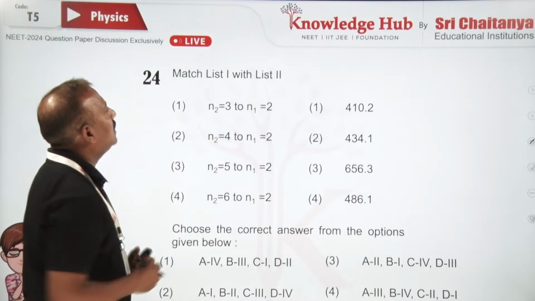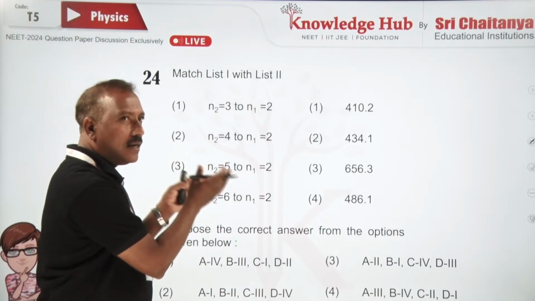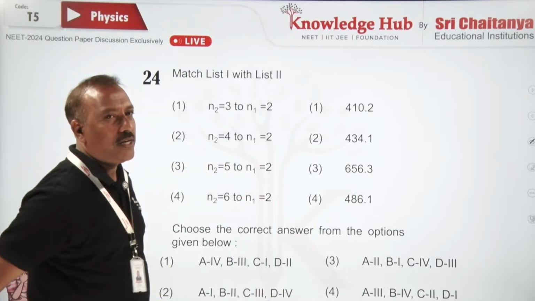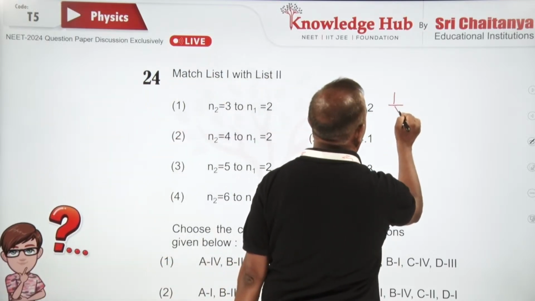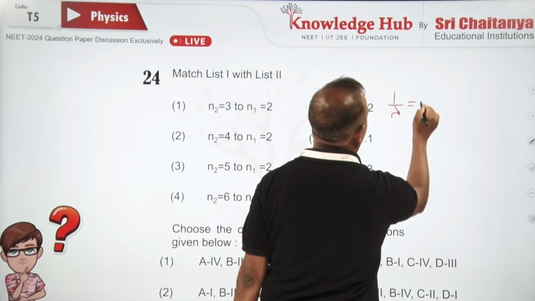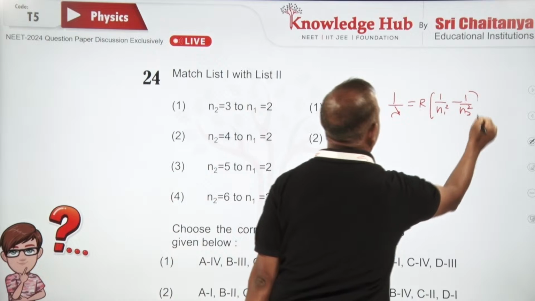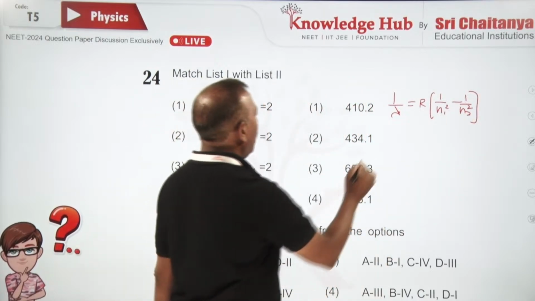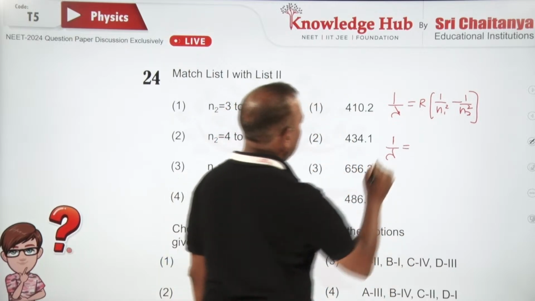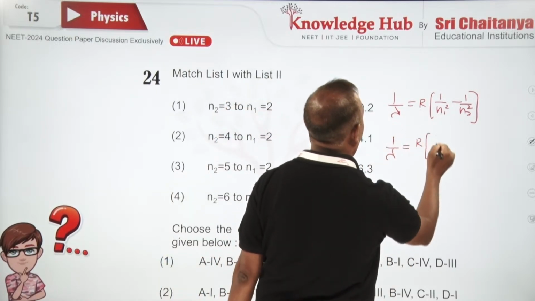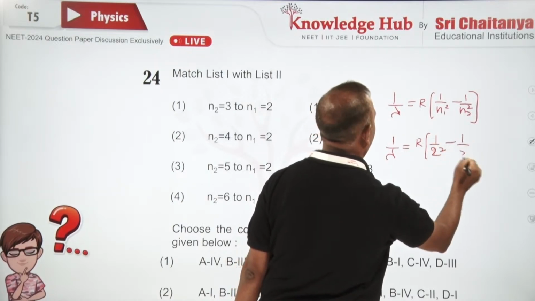Next, match the list. Here there is electron transition from one orbit to another orbit, or one energy level to another energy level. The wavelength emitted is given by 1 by lambda equal to R into 1 by n1 square minus 1 by n2 square. It is called the Rydberg equation. Here 1 by lambda, we can write 1 by lambda is equal to R into 1 by 1 square, 1 by 2 square minus 1 by 3 square.